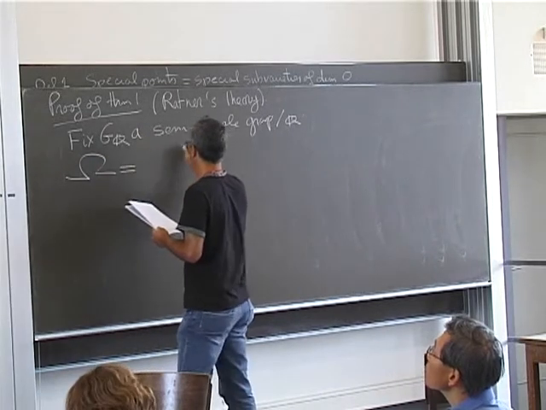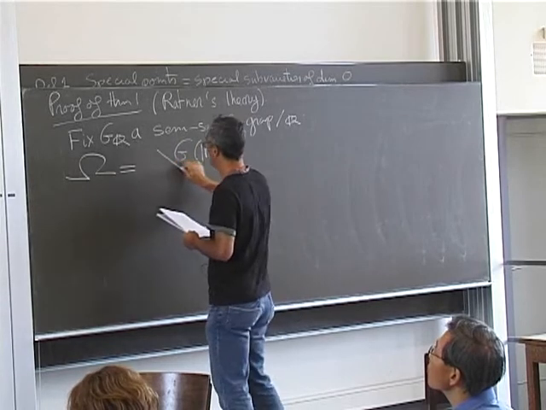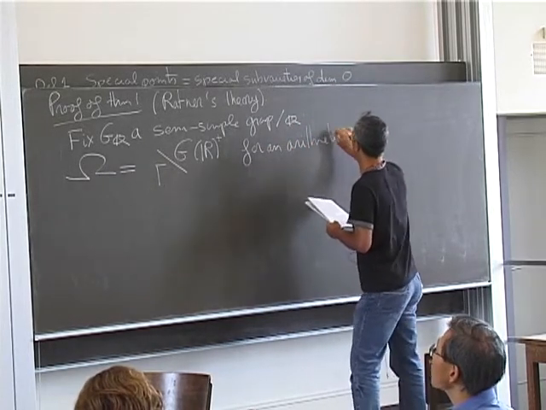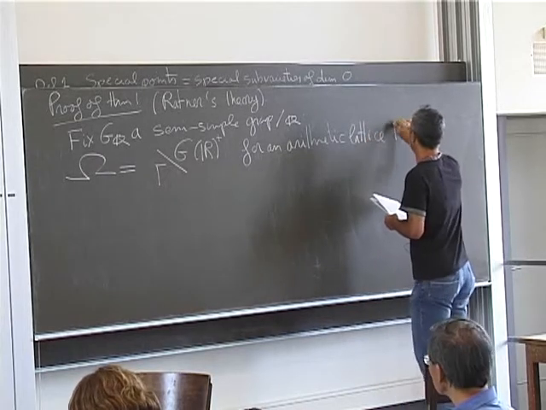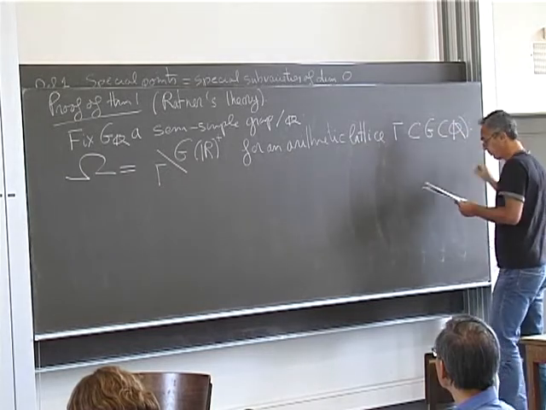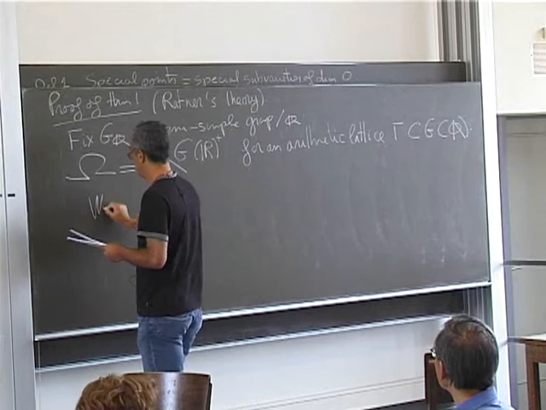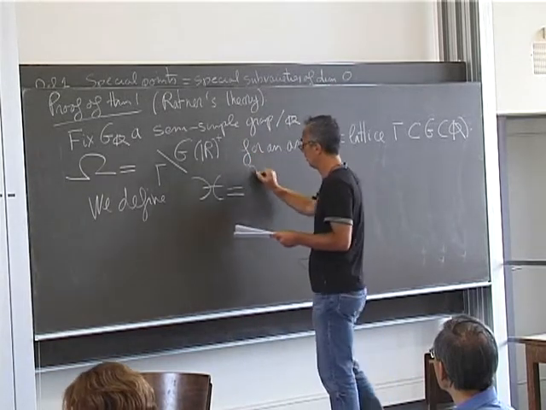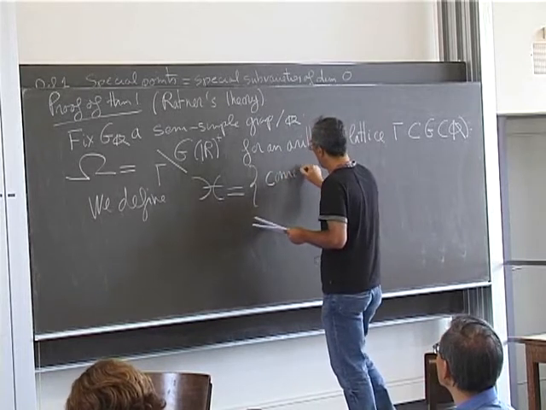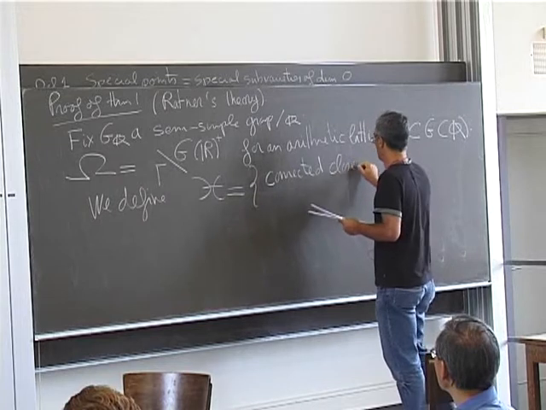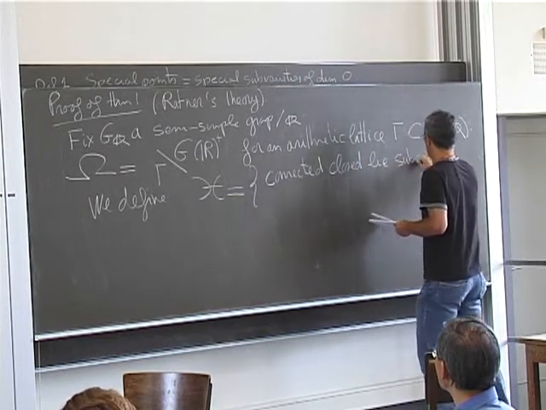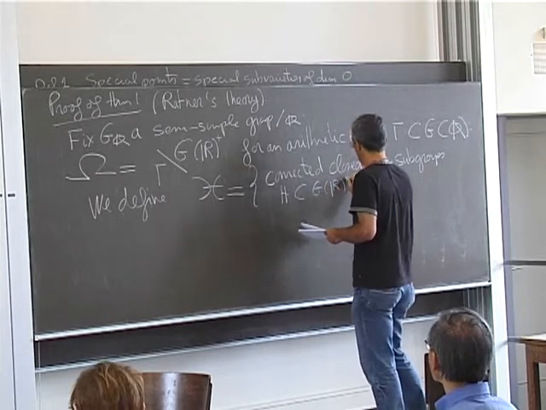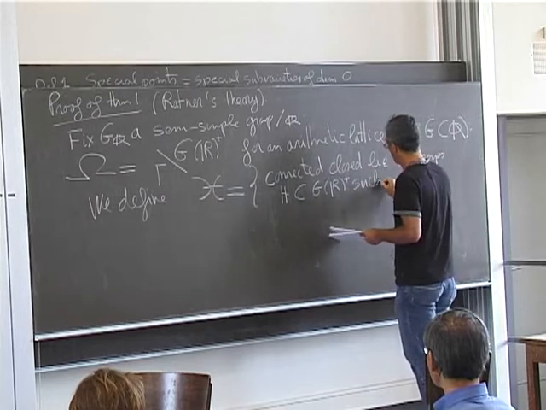Define Omega equals G(R)^+ divided by Gamma, for an arithmetic lattice Gamma inside the Q-points of G. And so we define the following set of connected closed Lie subgroups H inside G(R)^+ with two properties.